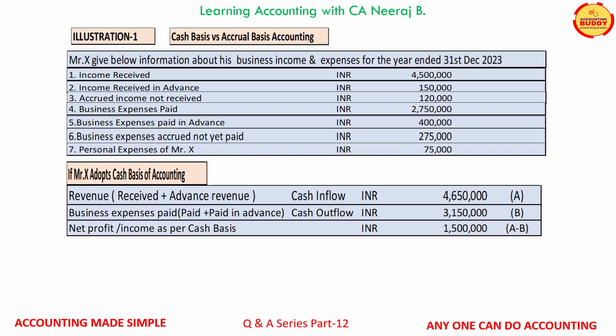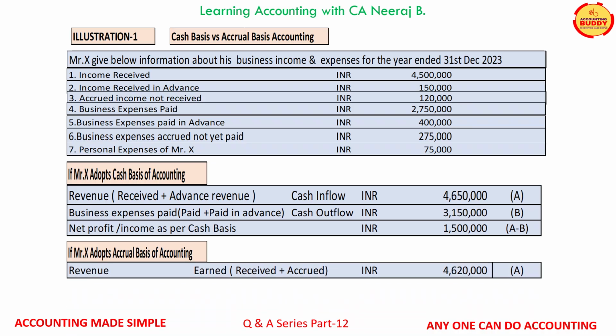Let us now consider the same business financial transactions and understand how the profit or loss will be calculated if accrual basis of accounting is adopted. Revenue of 4.62 million will be reported, which comprises income earned and received 4.5 million plus income accrued but not received amounting to 120,000. Please note that income of 150,000 received in advance will not be considered as it is still not earned.